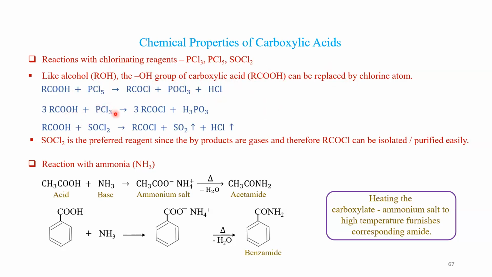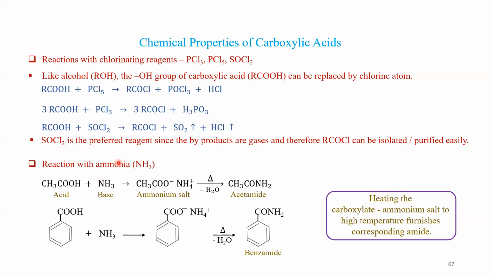RCOOH plus PCl3 gives RCOCl plus H3PO3, phosphorus acid. RCOOH plus thionyl chloride, SOCl2, gives acid chloride plus sulfur dioxide plus HCl. So just like in the case of alcohols, here also, if I want to prepare an acid chloride, thionyl chloride is the best method, because the byproducts are sulfur dioxide and HCl, which are gases. They just escape. It becomes very easy to isolate and purify the acid chloride.